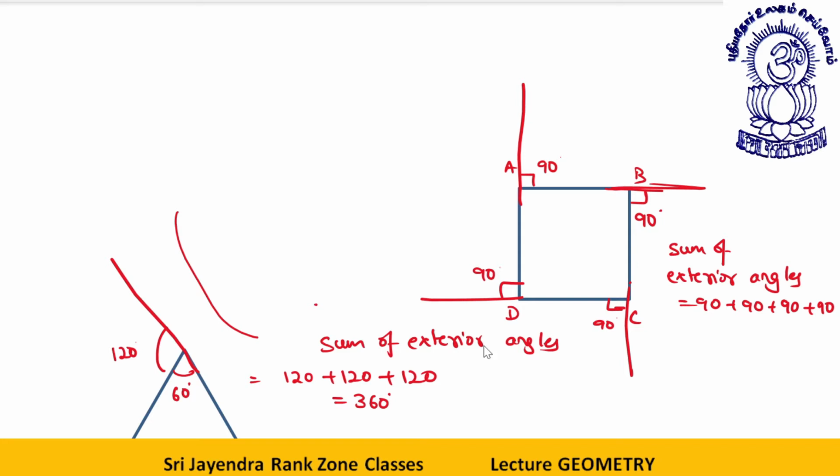How many times have I added 90? I have added 4 times. So this is 360 degrees. In a three-sided polygon also it was 360 degrees. In a four-sided polygon it is also 360 degrees. So what do I intend to explain?